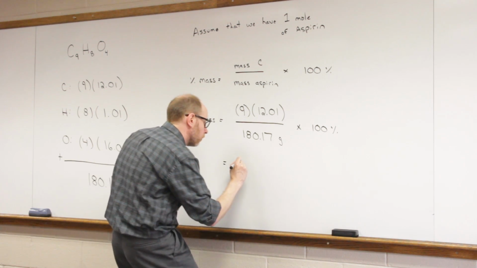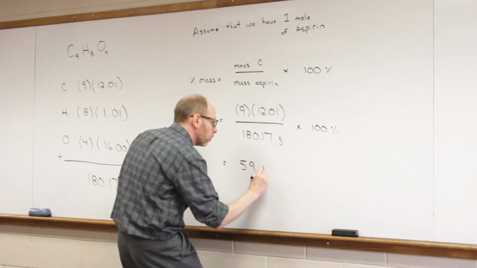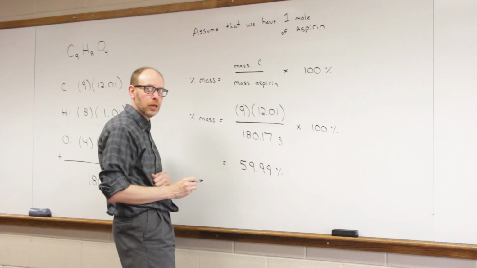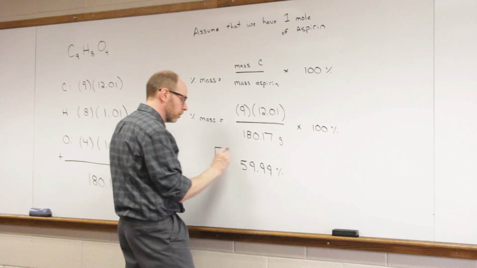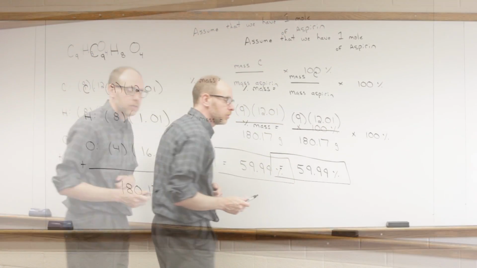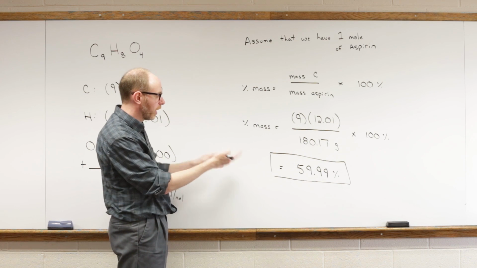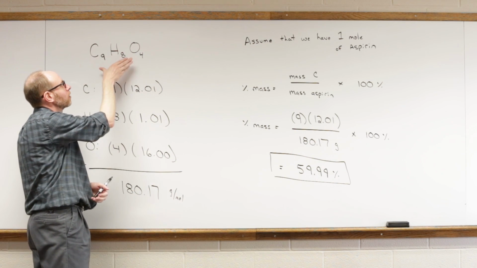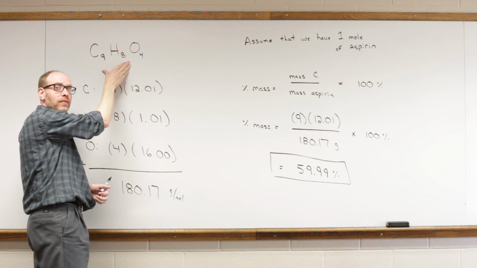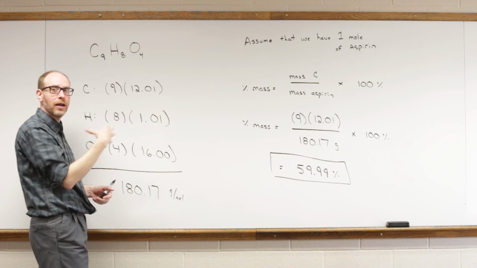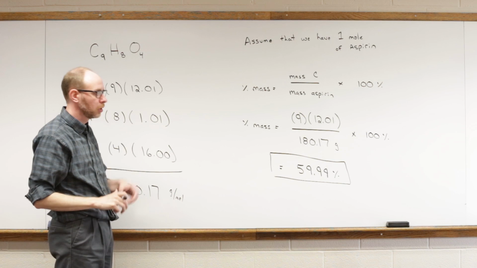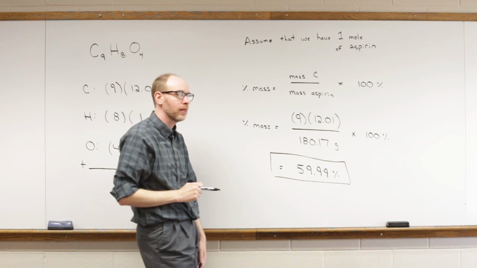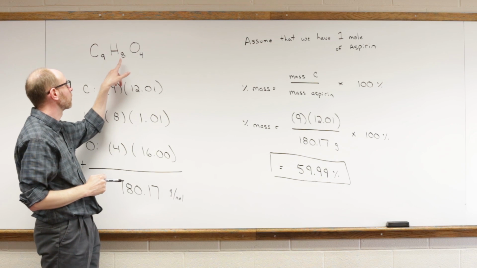When you calculate that through, you should end up with a percentage of 59.99%. Okay, 4 significant figures. And it tells us that whenever we look at aspirin, the majority of the mass of aspirin comes from the carbon atoms inside that particular molecule. So about 60% of that mass is due to the carbon atoms.